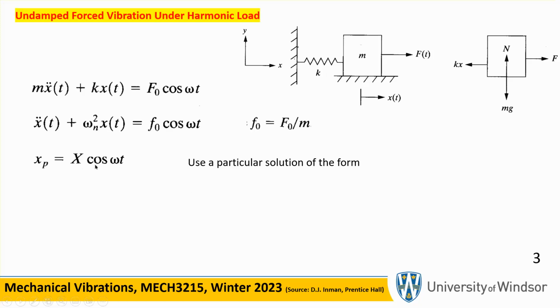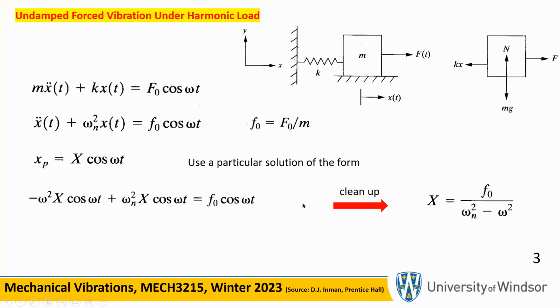Now, this is not surprising because if you differentiate xp twice, you're going to get cosine back. And if you put cosine over here, you're going to get cosine. So the left side is all cosines, and the right side is cosine, same frequency. And out of that, actually, you can find big X. That's exactly what we're going to do. So we're going to differentiate this thing twice and put it up there and substitute it and clean it up. And you can actually find big X, which is the amplitude of the undamped vibration.